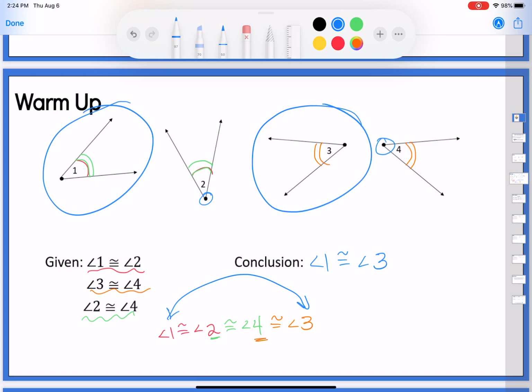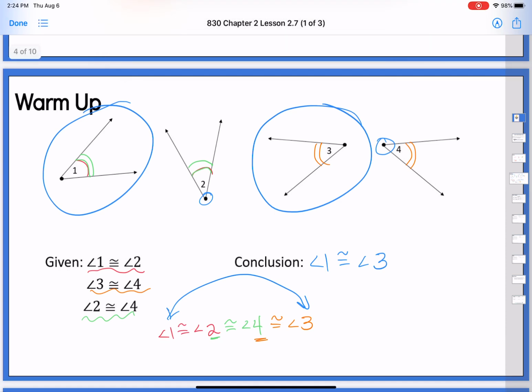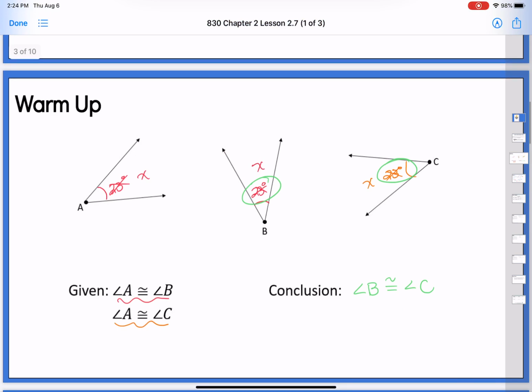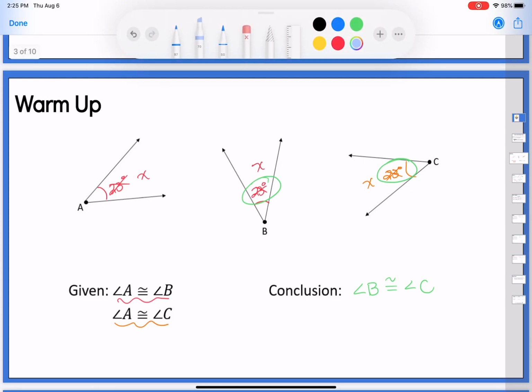Okay. So that was congruent, and linking up the congruents. These are examples of what we call the transitive property. If one thing is congruent to another, which is congruent to another, then the first is congruent to the last. Now, in the first one, this one's a little bit easier to wrap your brain around, right? Both angle B and angle C were congruent to angle A. If two angles are congruent to the same angle, then they're congruent to each other.